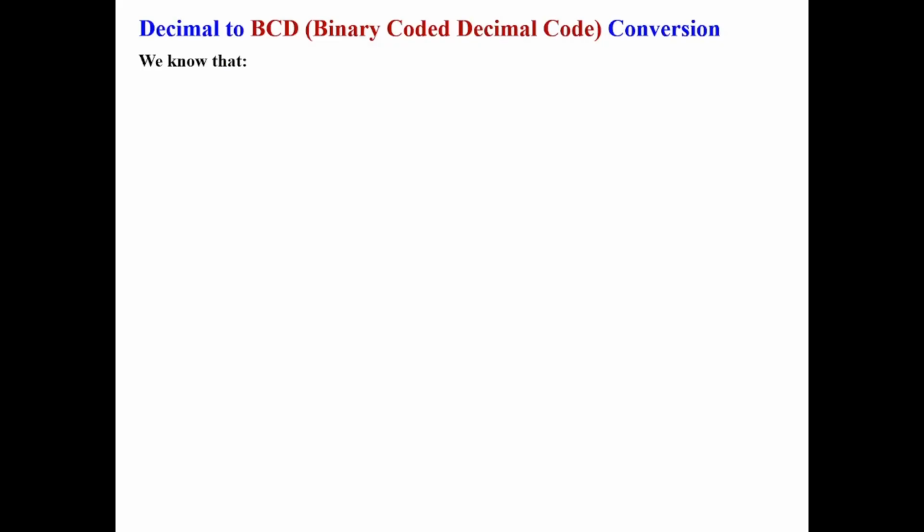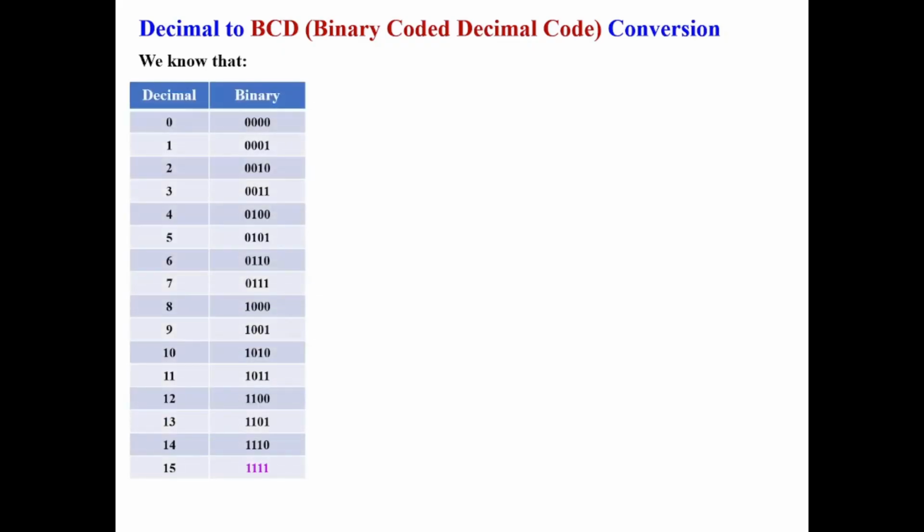In this class, we are going to discuss decimal to BCD, that is, binary coded decimal code conversion. Okay, how are we going to do that? We have already remembered these things. Suppose we consider 2 as our decimal number; the corresponding binary number is represented as 0010. If I consider 15, it is represented as 1111. 14 is 1110. These things we have already discussed, right?